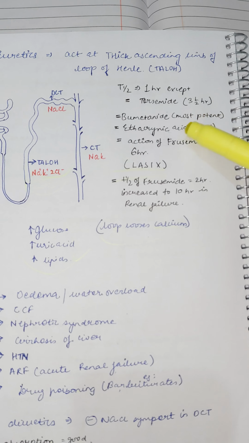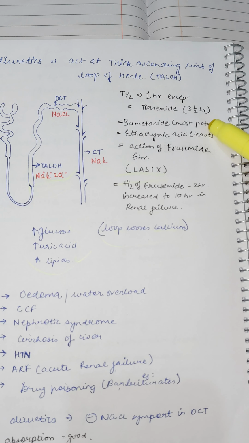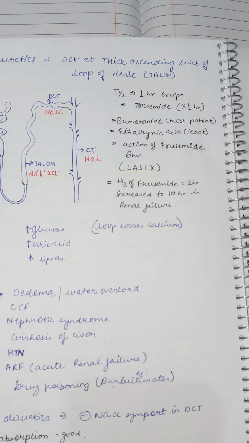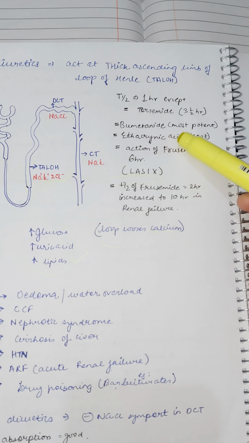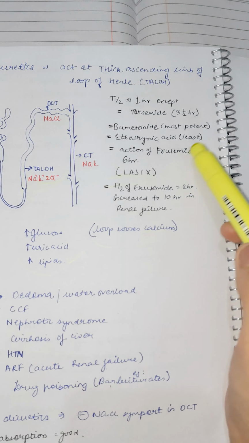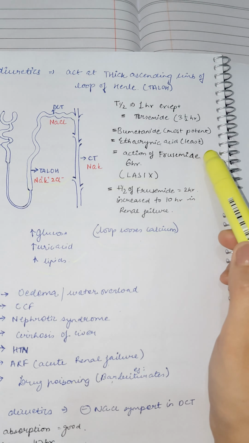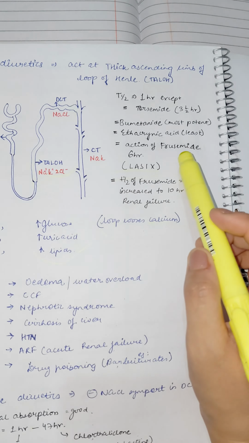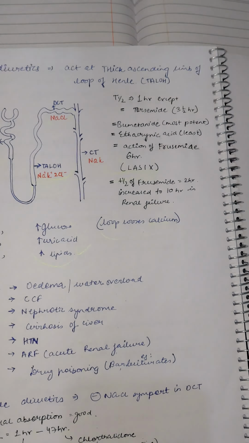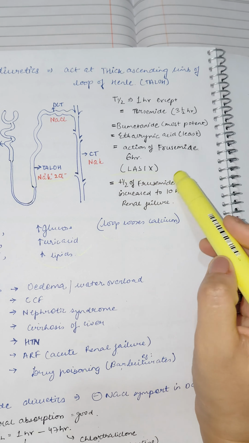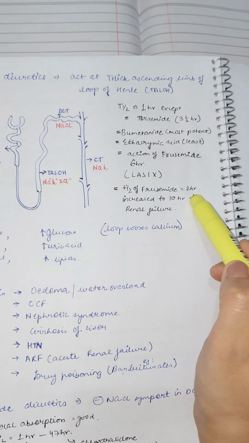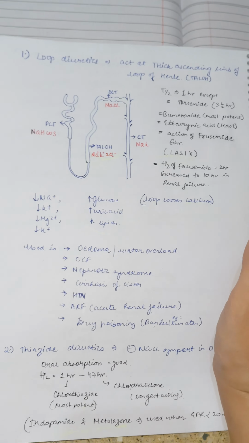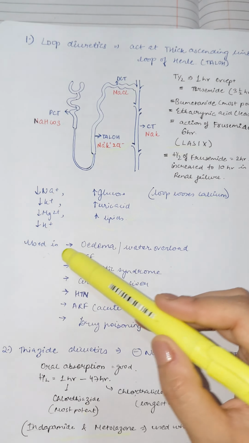Next is bumetanide. It is the most potent drug in the loop diuretics class. Ethacrynic acid is the least. The action of furosemide lasts for 6 hours. That's why it is known as Lasix, that is, lasts 6 hours. The T half of furosemide is 2 hours, which increases to 10 hours in cases of renal failure. Now we'll talk about uses.